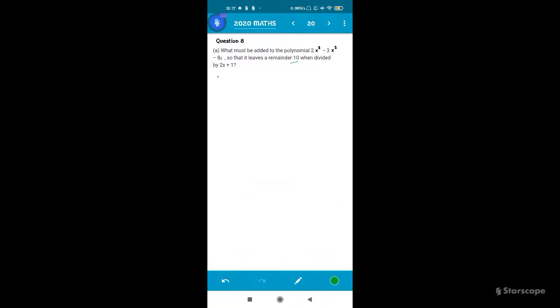First of all, we have 2x plus 1 equals 0. We have to find the value of x. So x will be equal to minus half. So if this value of x is placed in the polynomial, we will get the remainder as 10. So let's see how to solve it. Now we have been told that there is a certain quantity which has been added to this expression. So let k be added to the polynomial.